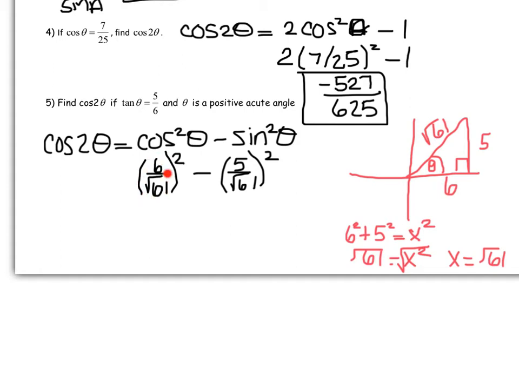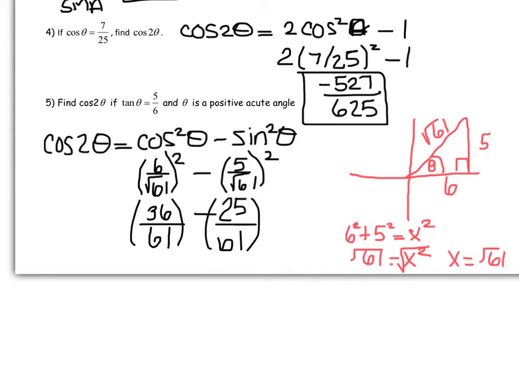What does it mean to take a fraction and square it? It means to raise the numerator to the second power and raise the denominator to the second power. So what's 6 squared? That would be 36 over. Now what if I take any radical and square it? I get the inside, so that would be just 61. Minus, what's 5 squared? 25. And the bottom, we would take radical 61 and square it. So any radical times itself, the radical goes away, so we get 61 also. So now you can put these fractions in the calculator in parentheses, and you should get 11 over 61 as your final answer.